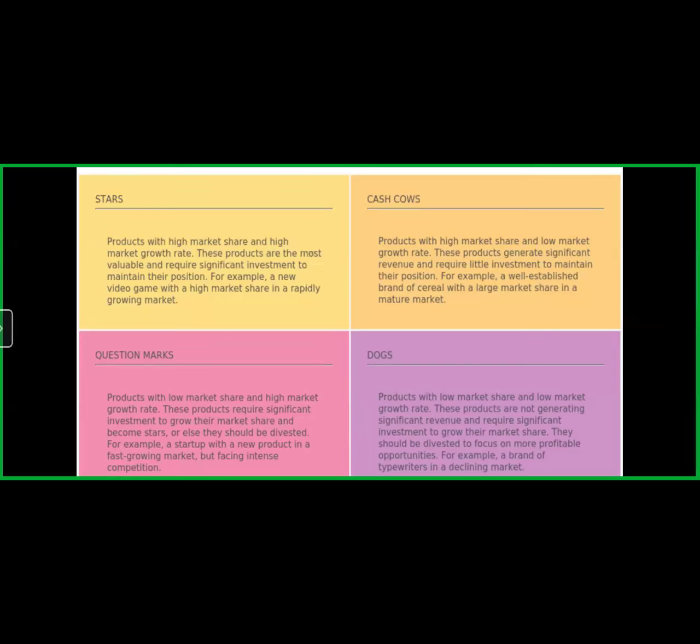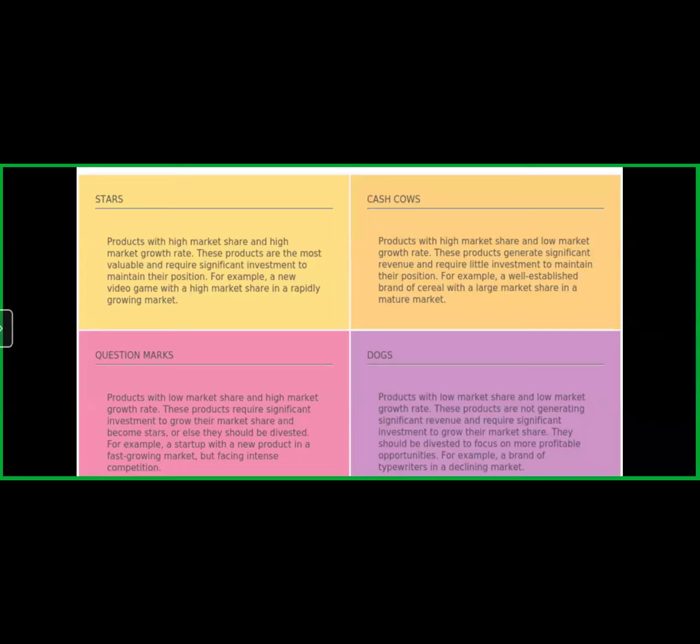Now star is products with high market share and high market growth rate. Now here two terms have been used. One is high market share, and the other one is high market growth. So, a particular market where the existing organization is at present enjoying a high market share, and that category or sector is also growing very fast.